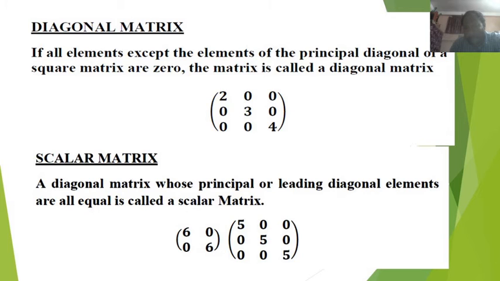This is a 2 by 2 matrix. This is a 3 by 3 matrix. All the leading diagonal elements are 5. Okay. Go to the next slide.